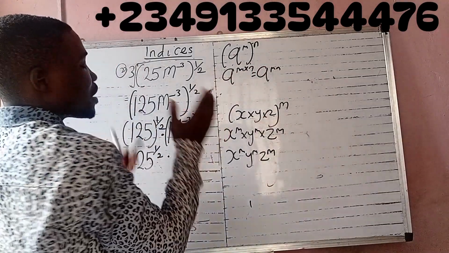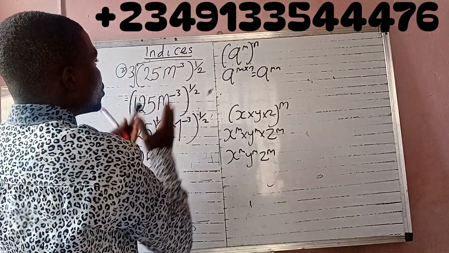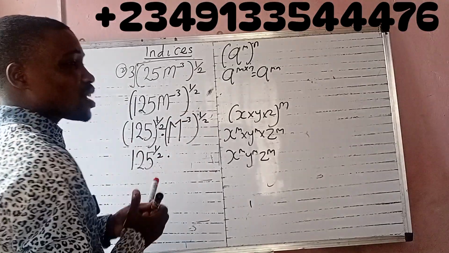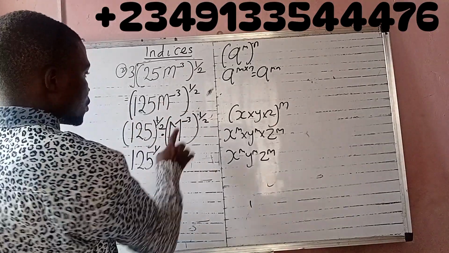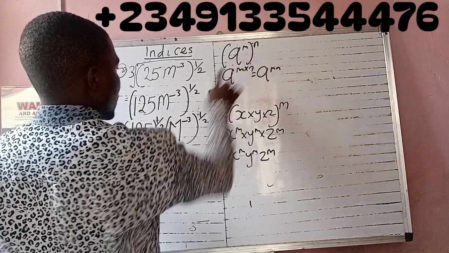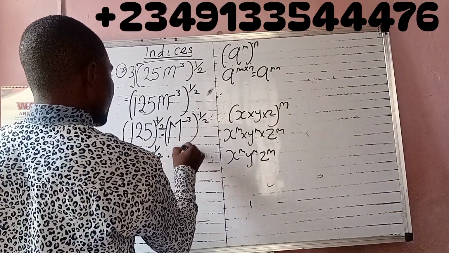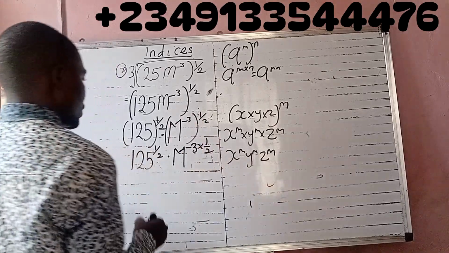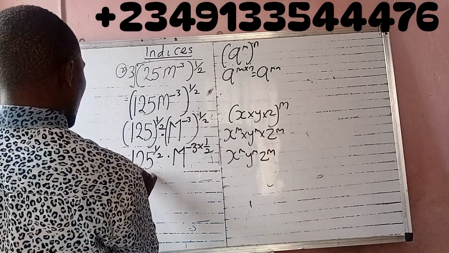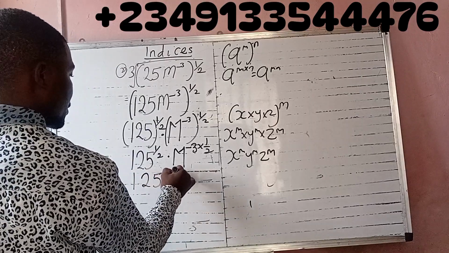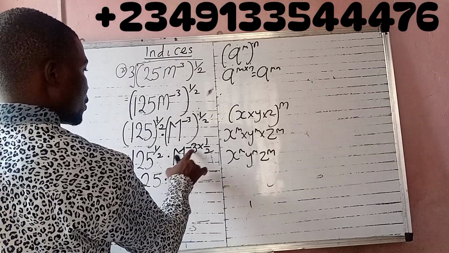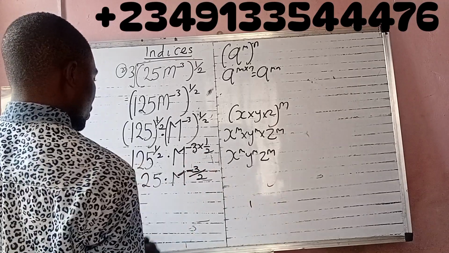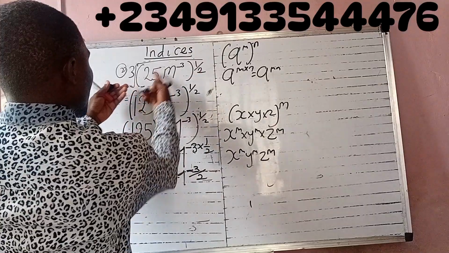So all these laws are very, very important. You need to know all these laws, because if you are solving any question under indices without knowing the law of indices, you really have problem. So now we can apply this law, multiply the powers. So we are timesing the powers. So here we have m, that's minus 3 times 1 over 2. So here now, I think you have 125 to power 1 over 2 times m to power minus 3 over 2. So we have simplified this one here to get this one.